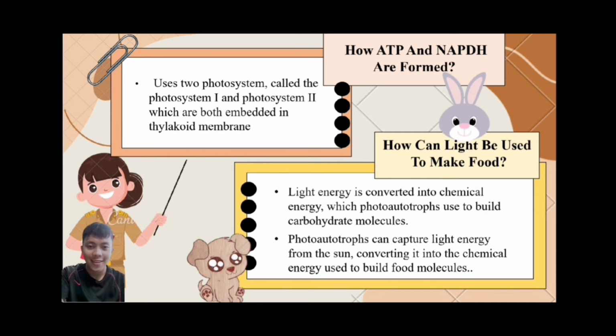And the next one is how ATP and NADPH are formed. The light-dependent reaction uses two photosystems called photosystem 1 and photosystem 2, which are both embedded in the thylakoid membrane. It begins with photosystem 1, which receives the light energy. This light energy is transferred to the chlorophyll reaction center, causing electrons to be energized.